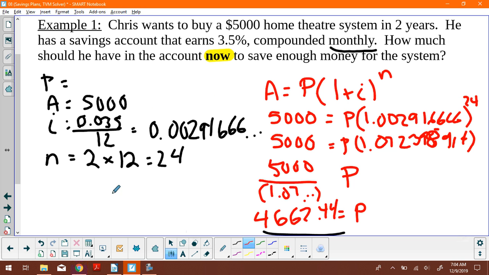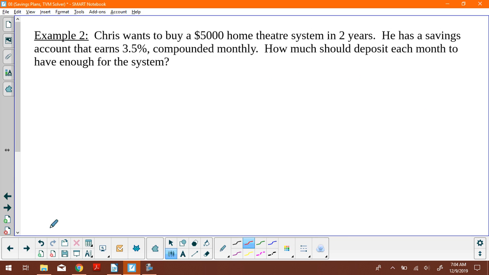Now, we talked about this when we brought up annuities. Most people don't save money this way. They don't put a lump sum in and just let it sit there. So this is almost exactly the same question. Chris wants to buy the same theater system in 2 years, but he's going to deposit something each month. How much does he need to deposit per month? Again, we could use our annuity formula for this.